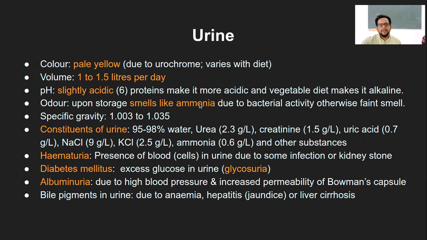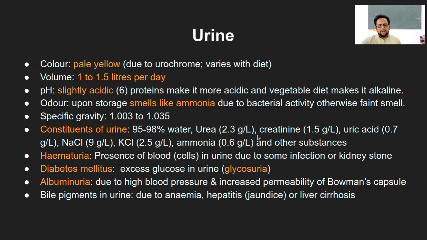So more protein will make it more acidic, or a more vegetable diet will make it more alkaline. Depending on the diet content, the pH can slightly vary, but it does not go drastically acidic or drastically basic. It's always around the neutral pH or slightly acidic pH.